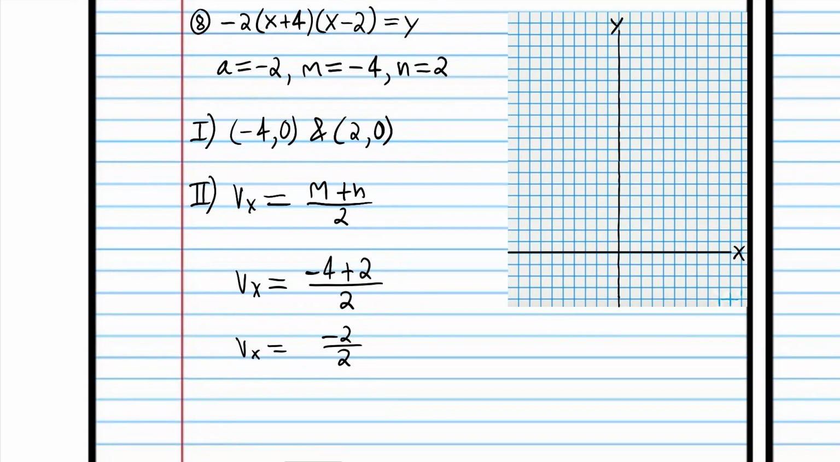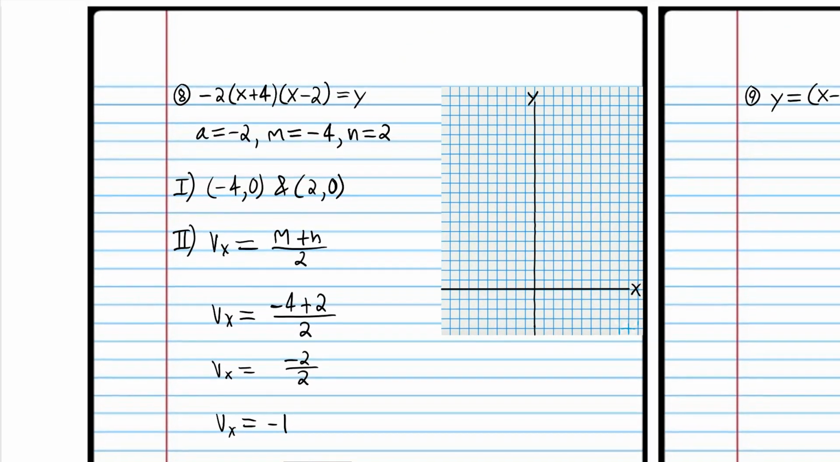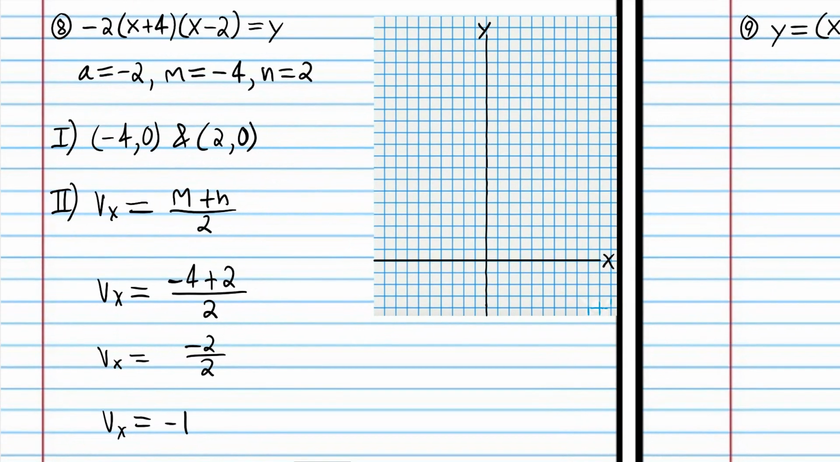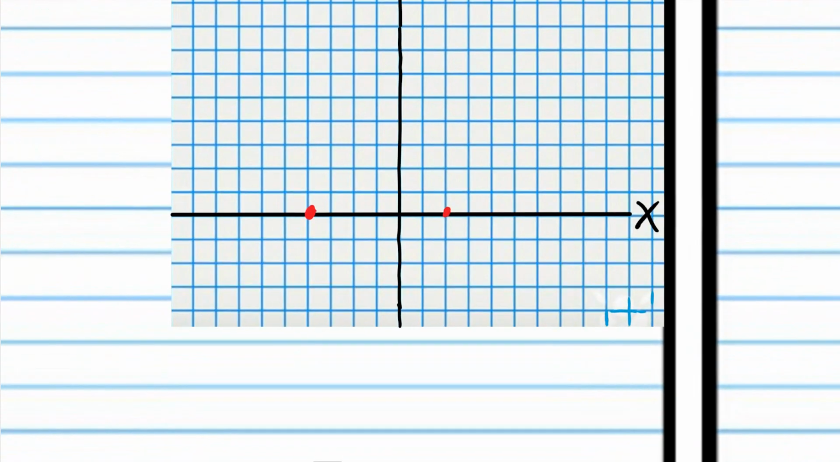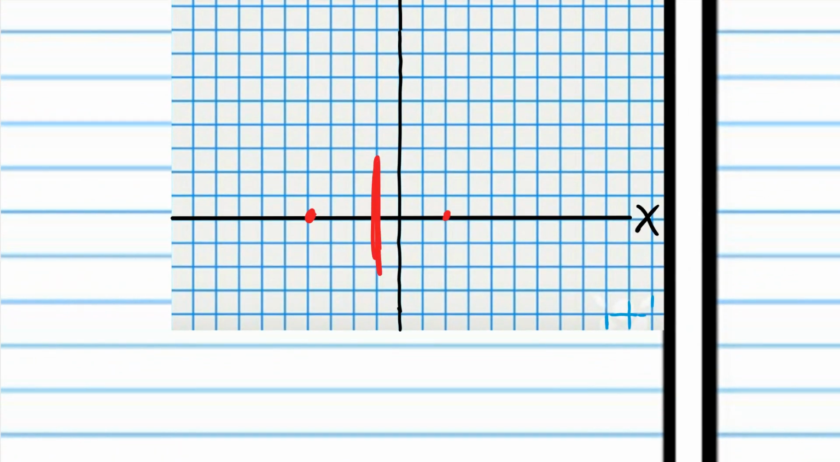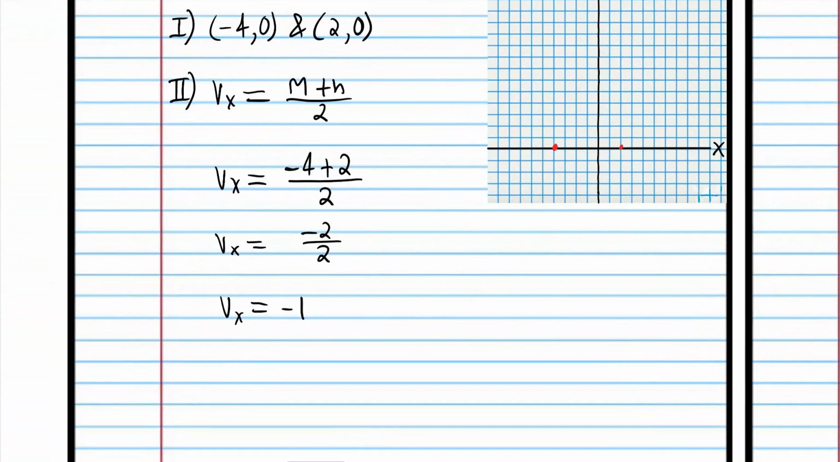And we get negative 1. And so if we plot the x-intercepts, we've got 1 there and 1 there, and you can see that the midpoint between those should be negative 1. That's why that formula works.